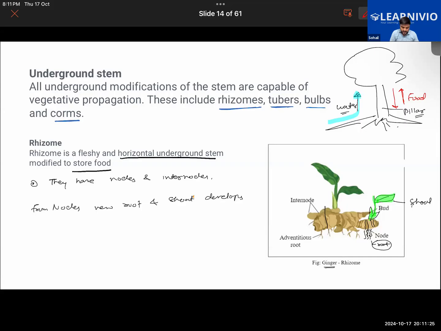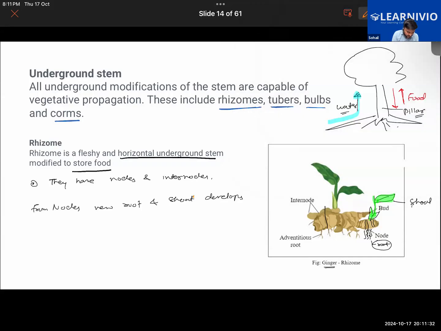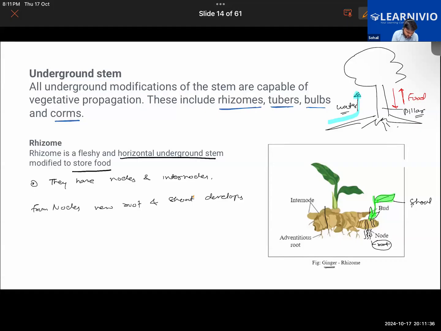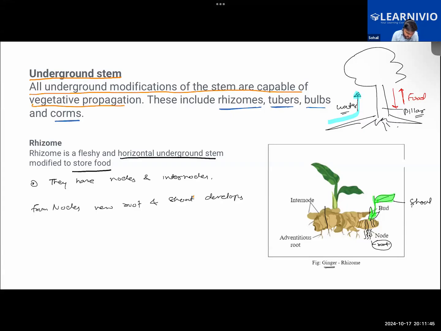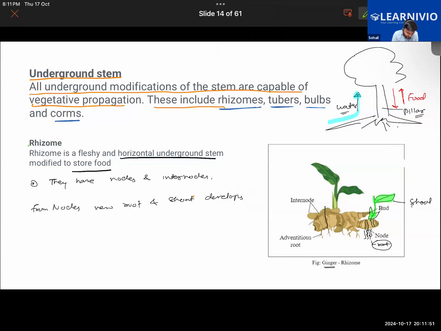That is one thing. Have you guys noted down any important point from this? Sir, can I write the underground stem? Yeah, sure. This one you guys are going to write. All underground modifications of the stems are capable of vegetative propagation. They will include the rhizomes, tubers, bulbs, and corms. And then write down the following point about the rhizome.